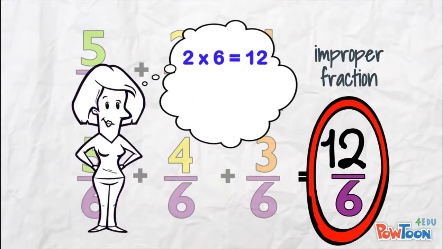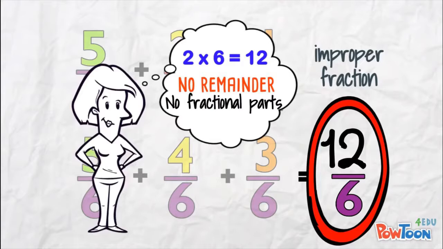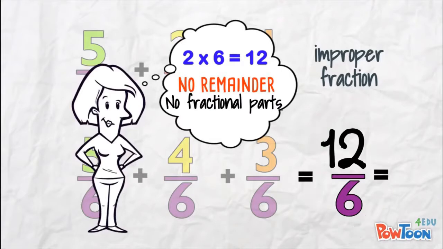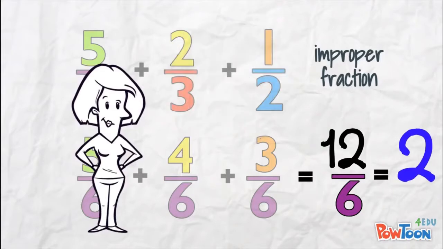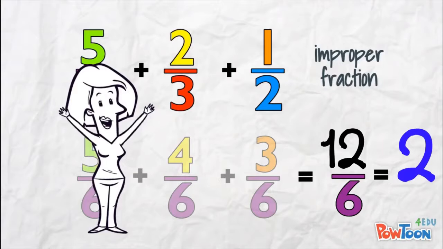There's 2 lots of 6 in 12. There's no remainder, so there's no fractional parts to show. Our answer is just 2. When we add these fractions, we get a whole number in our answer. Cool!